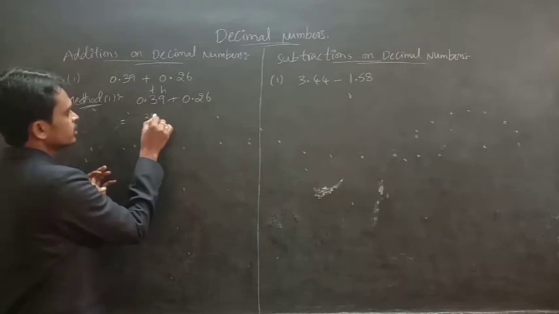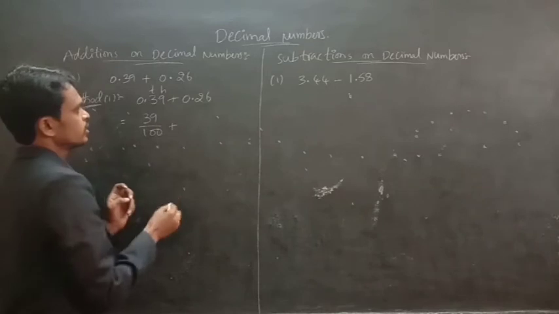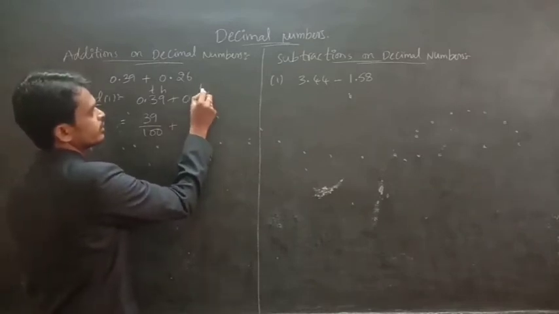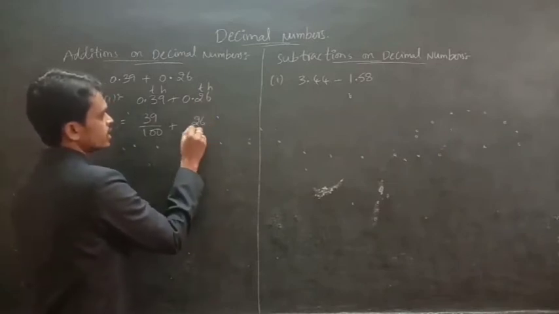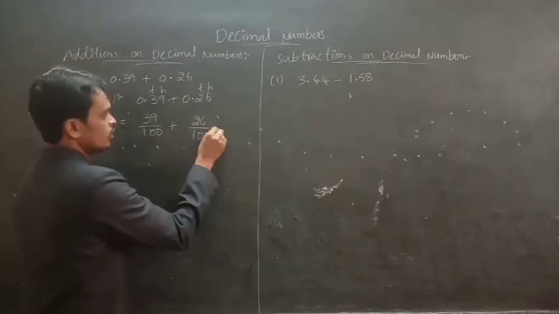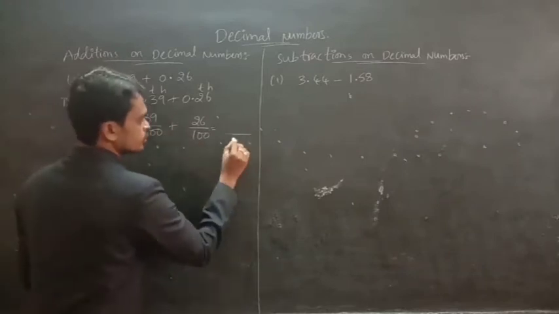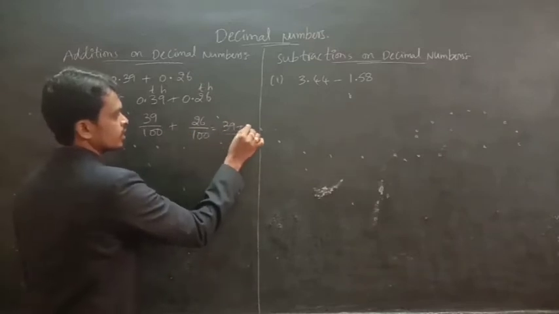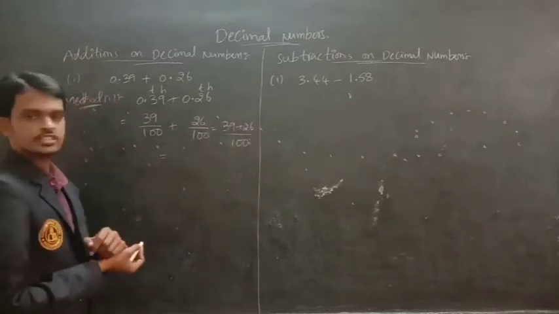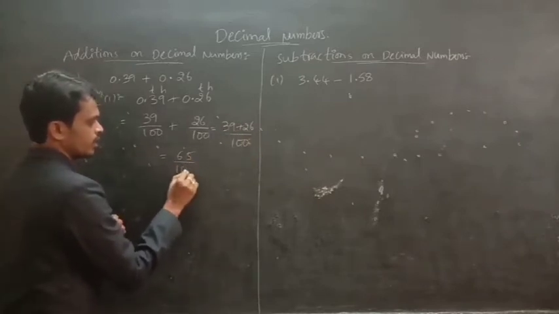Then we will write 39 by hundredth plus. Here also there is a point after the tenth and hundredth places, so we will write this as 26 by hundredth. Now the denominators are the same, so we should add the numerators. The denominator we write as it is, 100, and the numerators 39 plus 26 will be 65 by 100.